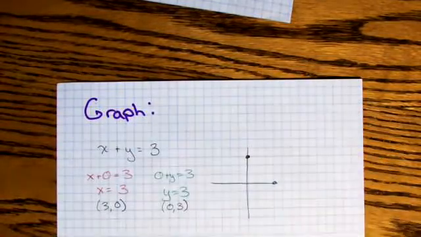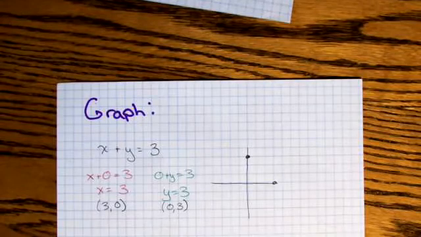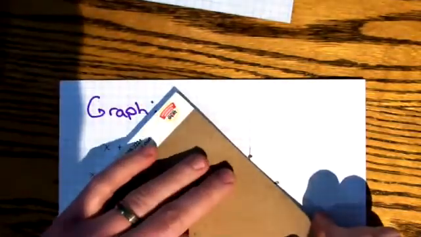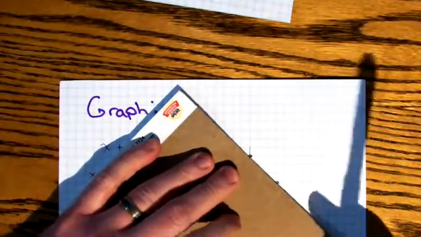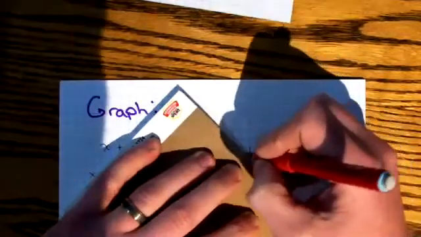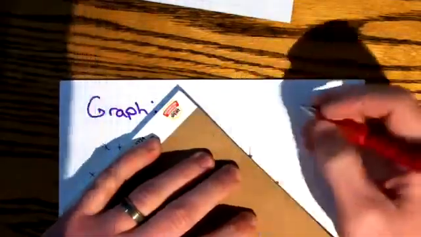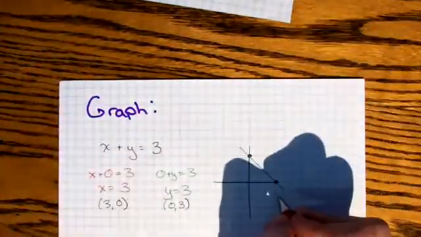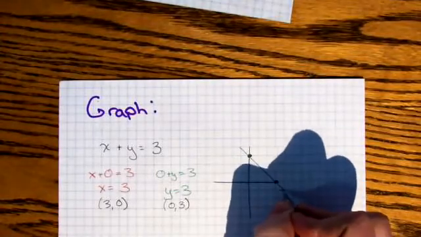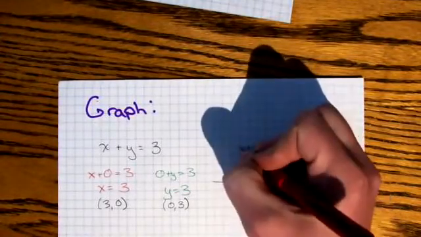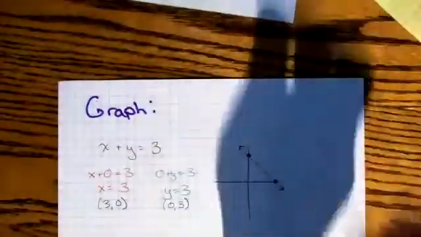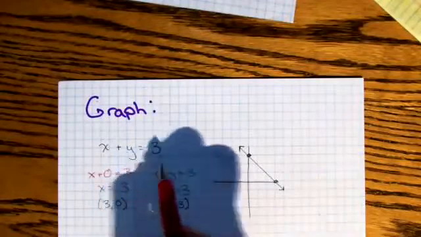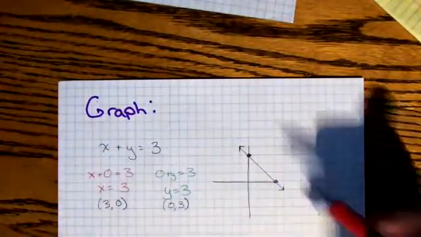I have 2 points, and now I need to connect them with a straight line. Remember, you need a straight edge for these. Again, I don't have a ruler, I'm being creative. So I'm going to connect them. Again, I extended beyond the points and draw my arrows. Boom. So the line for x plus y equals 3 would be here.